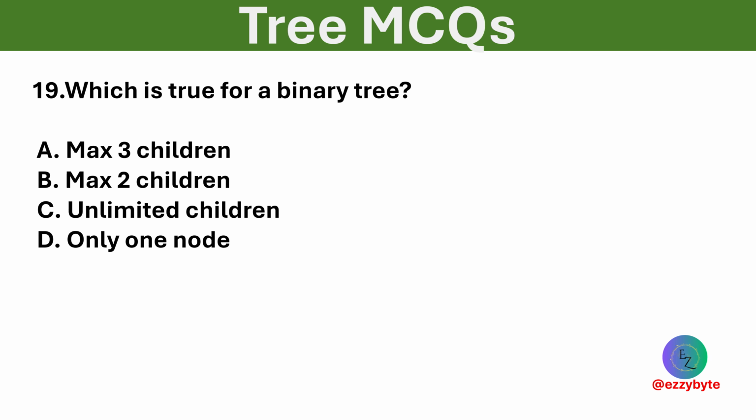Which is true for a binary tree? Options are maximum 3 children, maximum 2 children, unlimited children, and only one node. Option B is correct. A binary tree has at most 2 children per node.